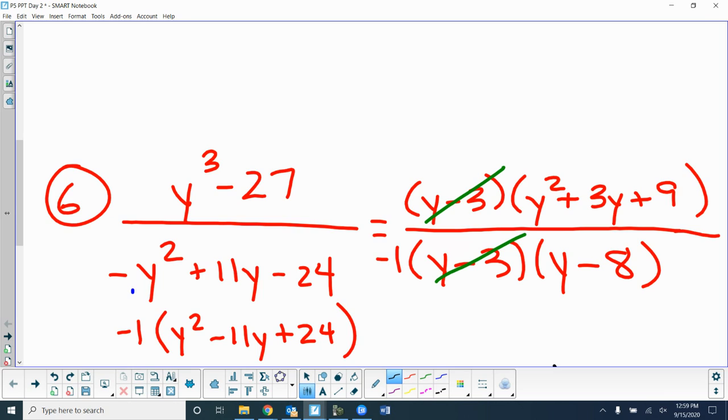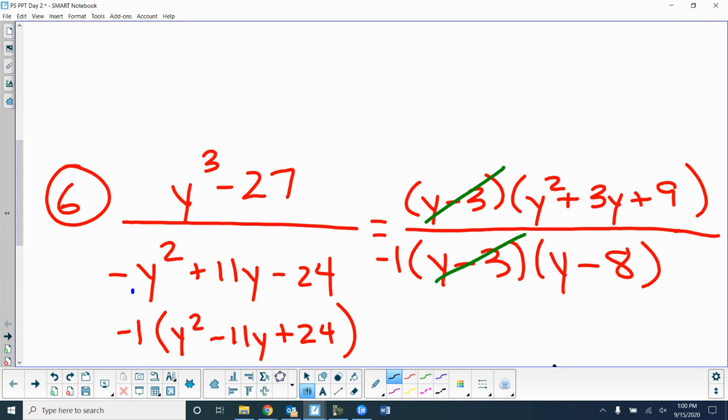Then the bottom, we took out the negative 1, and negative y squared divided by negative 1 is positive y squared. Positive 11 divided by negative 1 is negative 11. Negative 24 divided by negative 1 is 24. So those change. And then it's y minus 3 and y minus 8. Don't forget the negative 1 is still part of that factoring. The y minus 3 is canceled. And then you get this in the top.